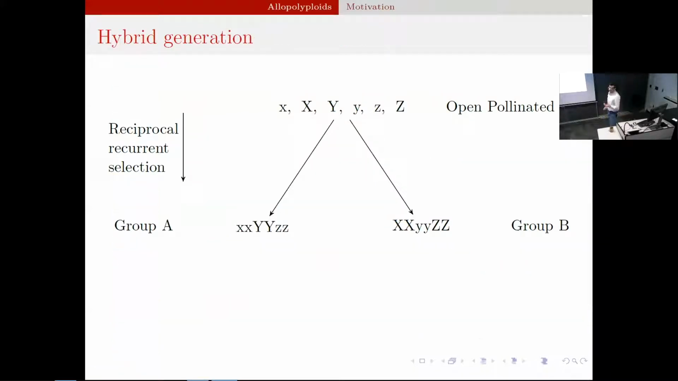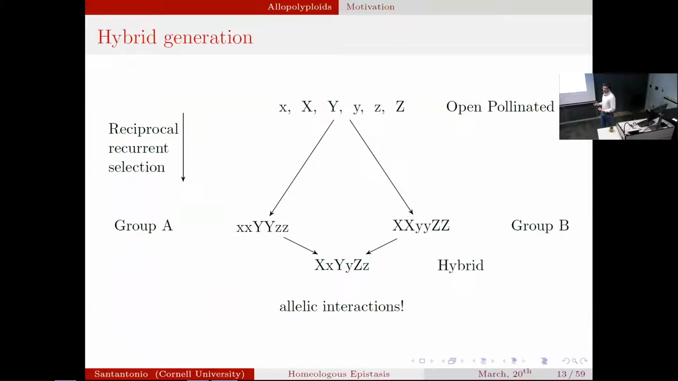Okay, so in typical hybrid generation, you have some sets of alleles, X, Y, and Z, that are in an open pollinated population. They get separated from one another, either intentionally or unintentionally, into 2 heterotic groups, Group A and Group B. And then when you bring these back together to form the hybrid, you've essentially established heterozygosity at all loci, and you have these allelic interactions, which we believe may be important for what we observe as hybrid vigor, which is essentially the tendency for offspring to be better than their parents.